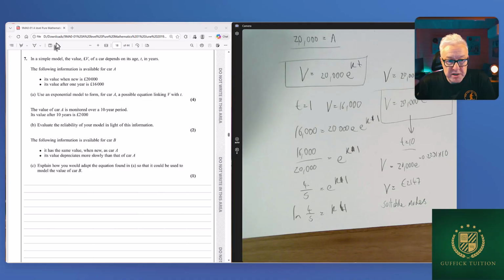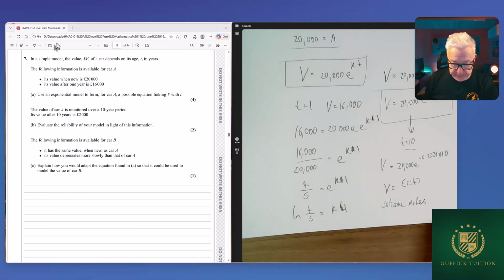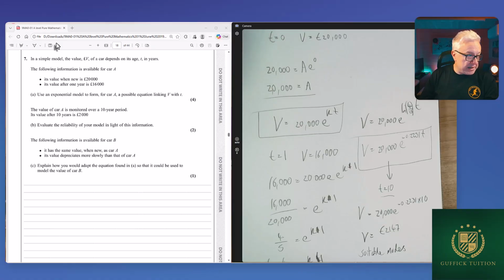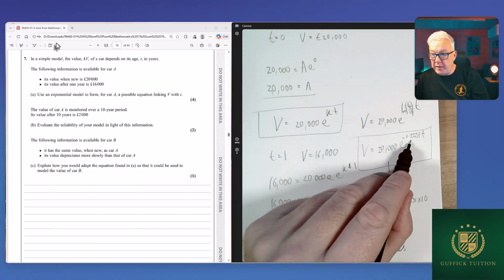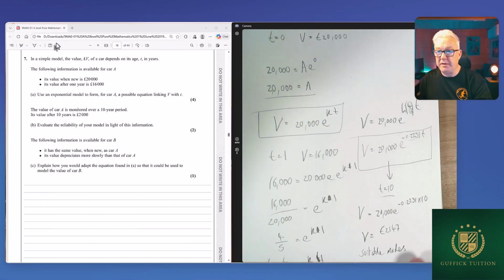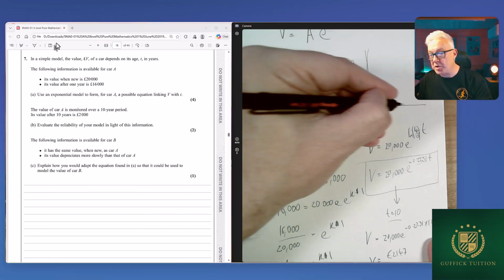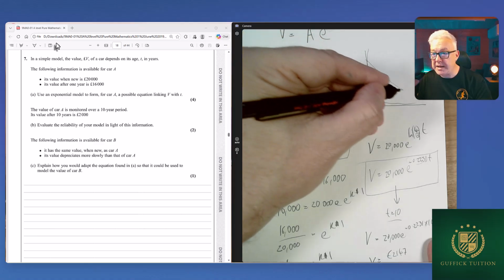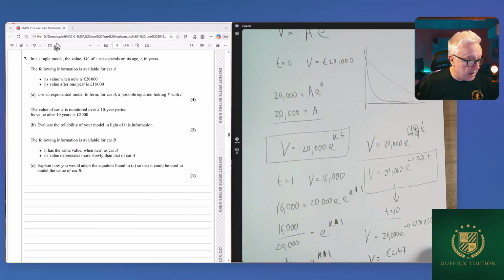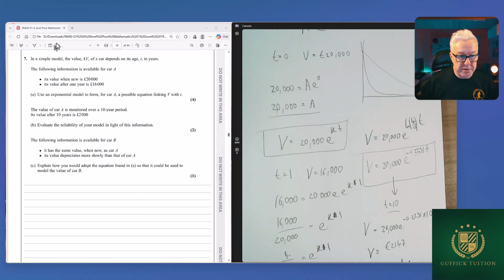Now the following information is available for car B. It has the same value when new as car A, but it depreciates more slowly than that of car A. Explain how you would adapt the equation found in A so that it could be used to model the value of car B. Basically, this value here would need to be less negative, because the more negative that value is, the faster the car is going to depreciate. So what we would need is a less negative value of k. So that's what we would say.